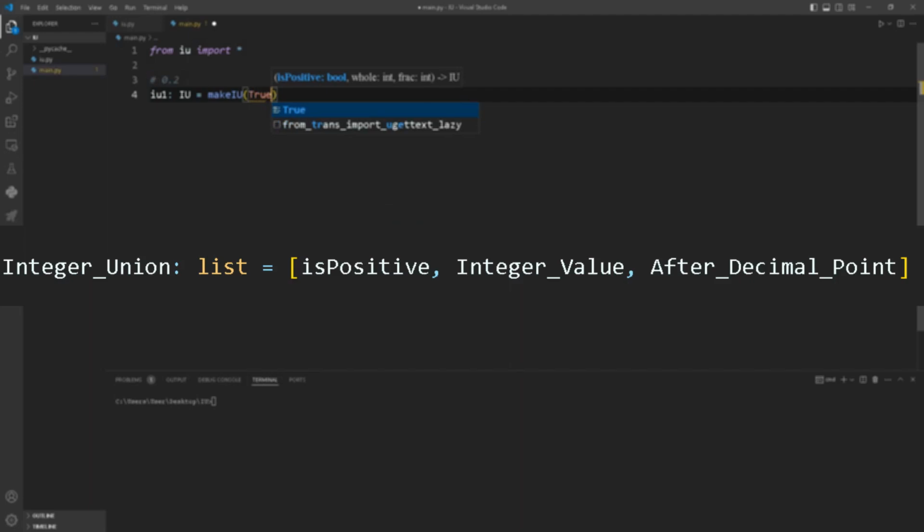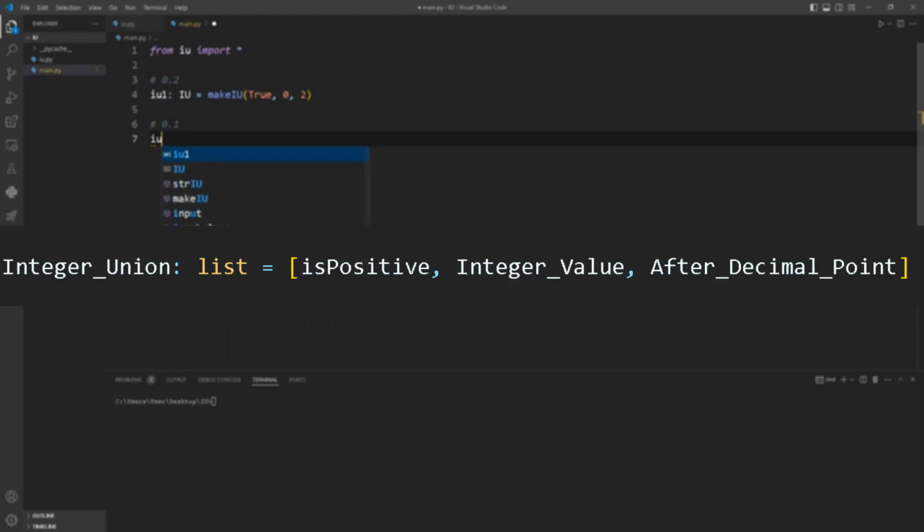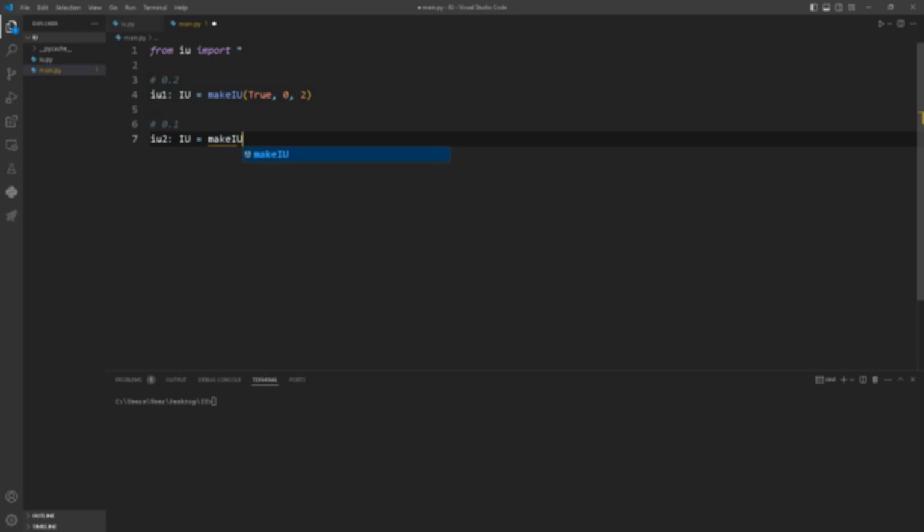An integer union is a list containing data: Is the number positive? The integer value of the number, and the digits after the decimal point. I included some functions to make it usable.